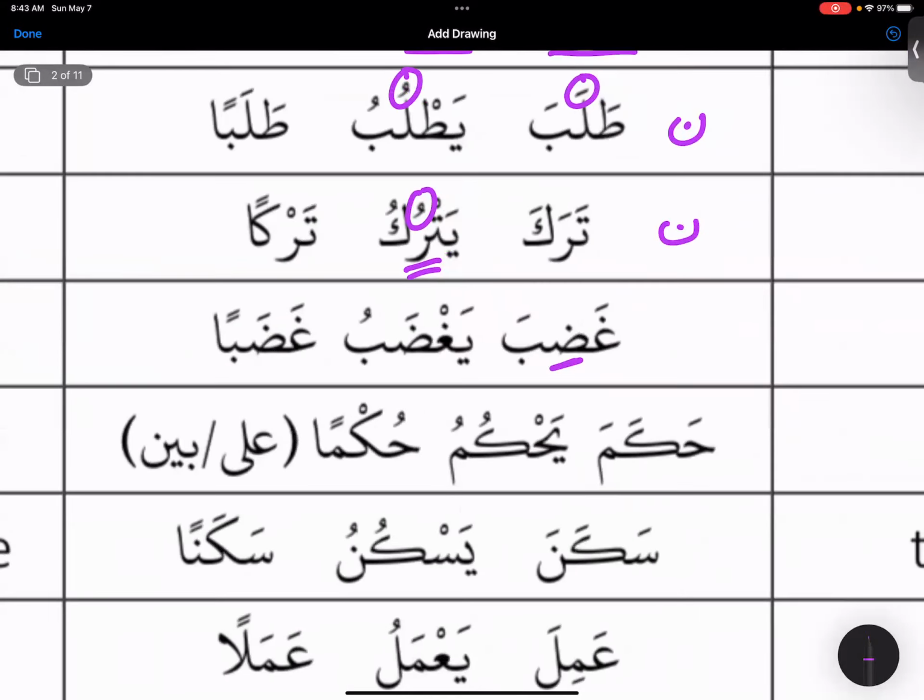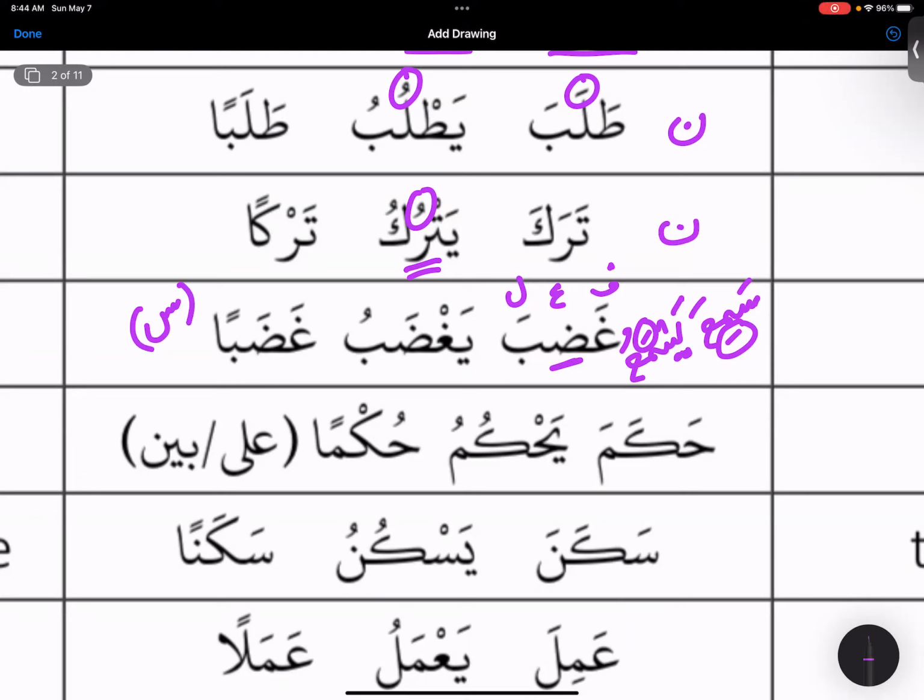When my madi has fatha on the fa kalima, but my ain kalima has kasra, and the last letter, my lam kalima, is always going to be fatha, then this bab is called Bab Sami'a. Sami'a will always be yasma'u. So it is taking kasra in madi, but it is taking fatha in mudari. So this radiba yaghdabu is basically Bab Sami'a yasma'u, and you will see a letter written beside it in the dictionary or somewhere else.